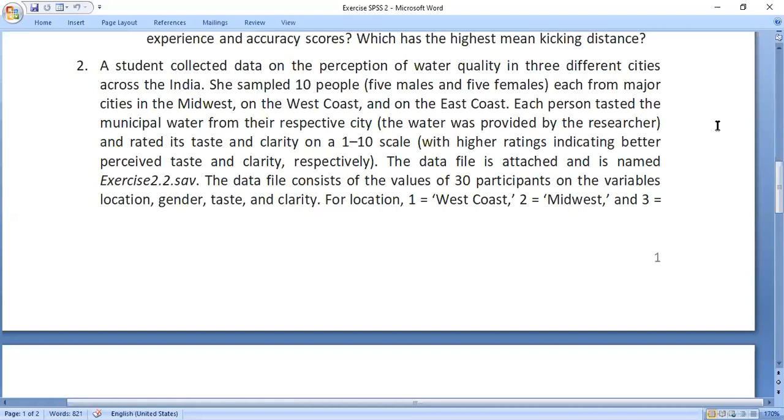Good morning to all. We are talking on descriptive stats and assignment 2, which I gave to you a couple of days back. So let's read the question first.